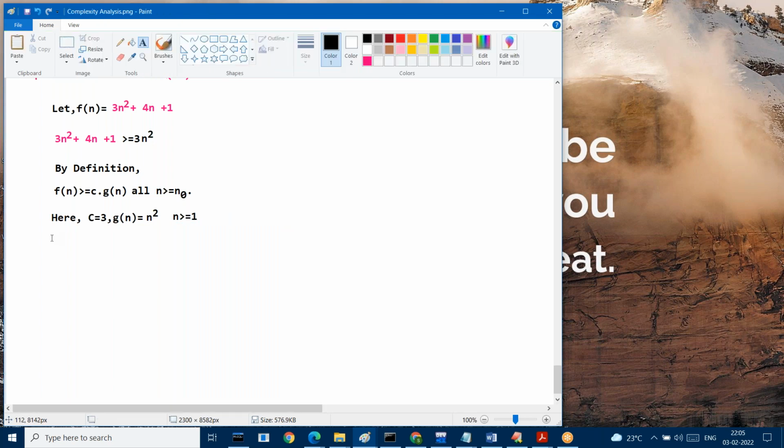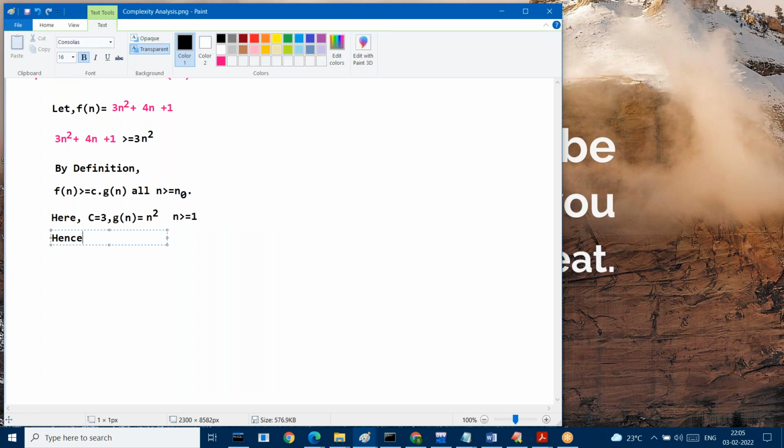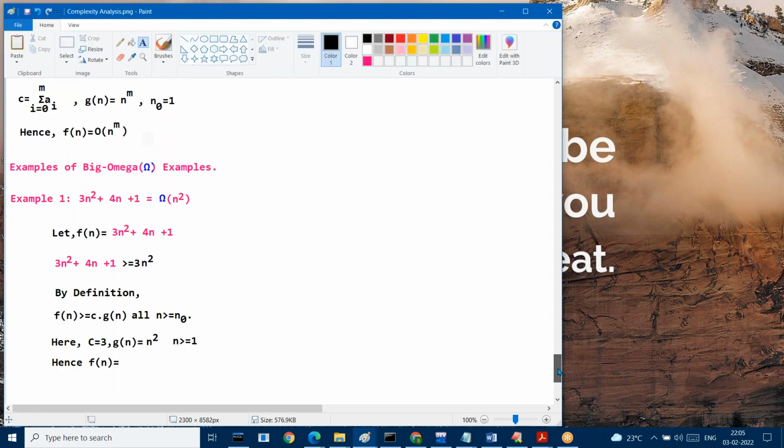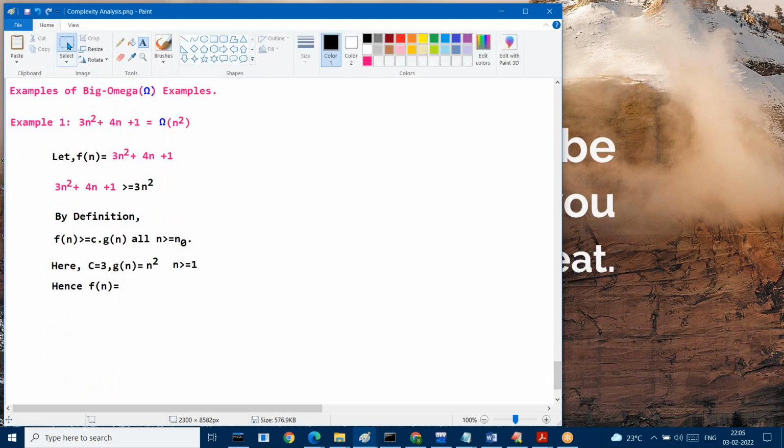Then ultimately what we will conclude? Hence, f(n) is equal to big Omega of n square. Any doubt? Any doubt?